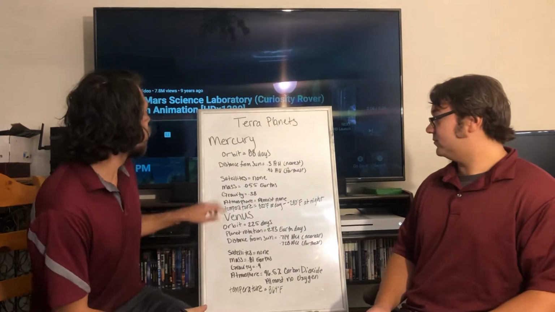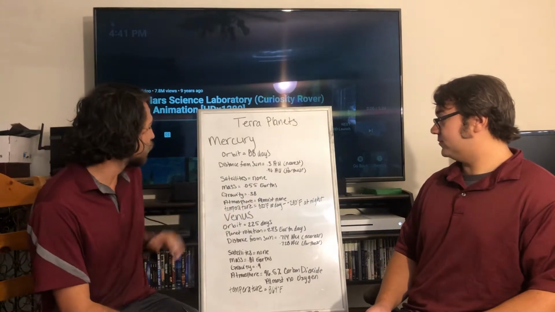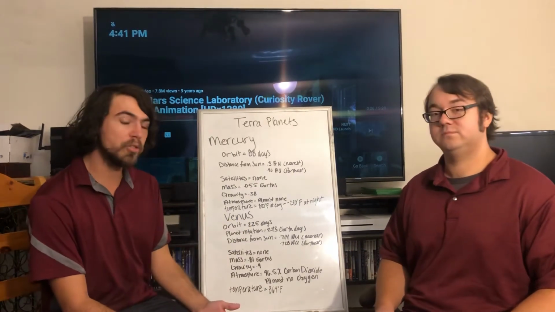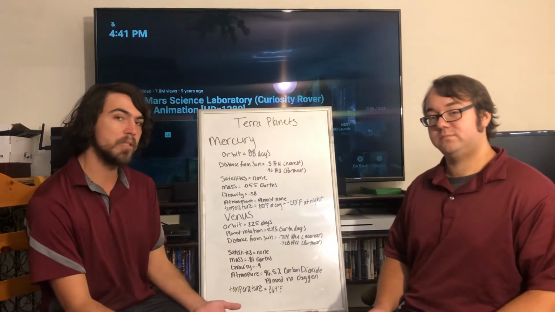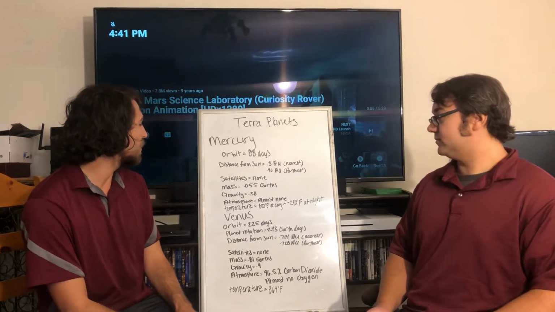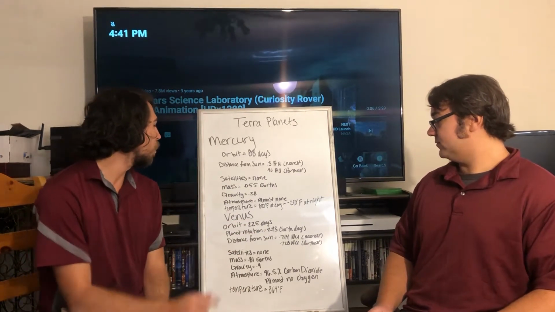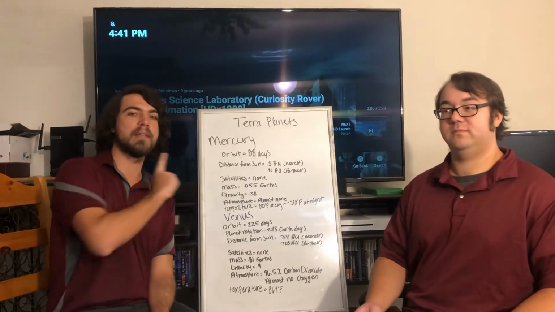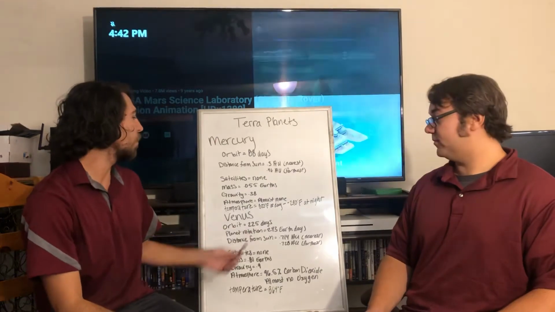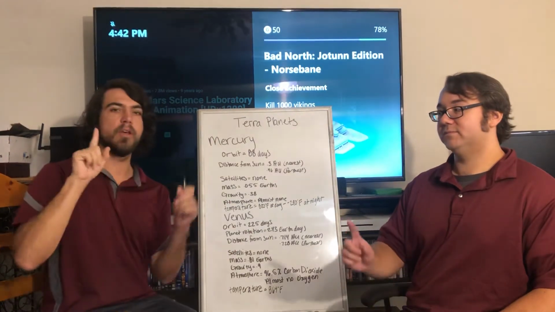All right, so let's go ahead and go to Venus right here. We have an orbit. It's closer to the sun than the Earth, so its orbit is going to be smaller. 225 days. It has a planet rotation. So orbit is how fast it goes all the way around the sun. However, its planet rotation is its rotation.